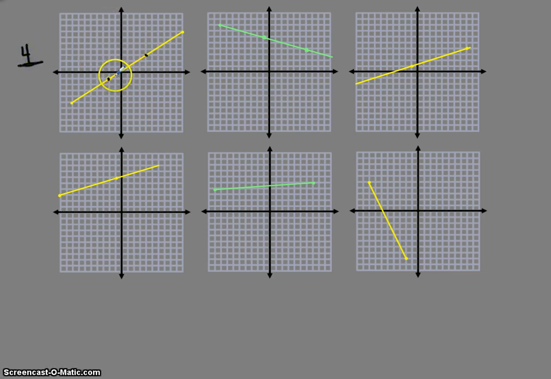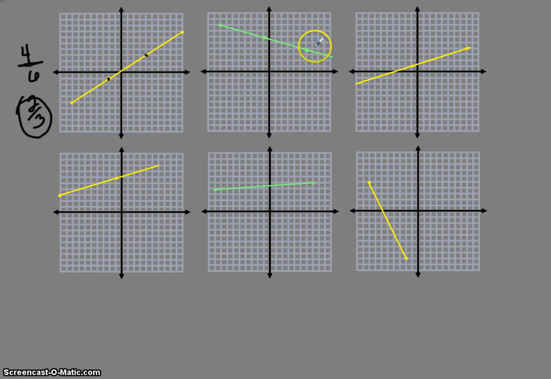Now, how far over do I have to go? Well, if I go 1, 2, 3, 4 up, then I go 1, 2, 3, 4, 5, 6 over. So that's the bottom number. 4/6 is my slope. I can reduce that and we can leave it as 2/3. So this one has a slope of 2/3.